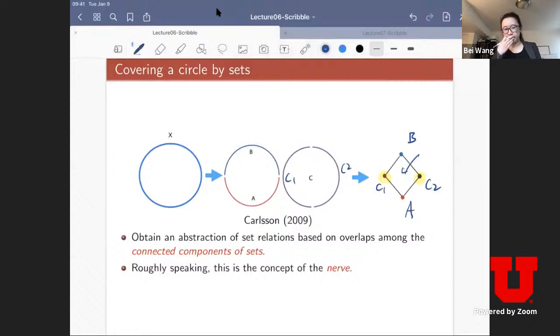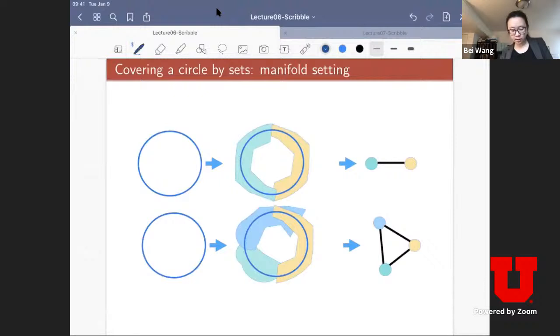But roughly speaking, what we just went through is the concept of a nerve, okay? So what is a nerve? Going back to the example of covering the circle, on the top, if I cover it by two sets, the left blue piece and the right yellow piece, again, each of those, in the language I used before, I call them cover elements.